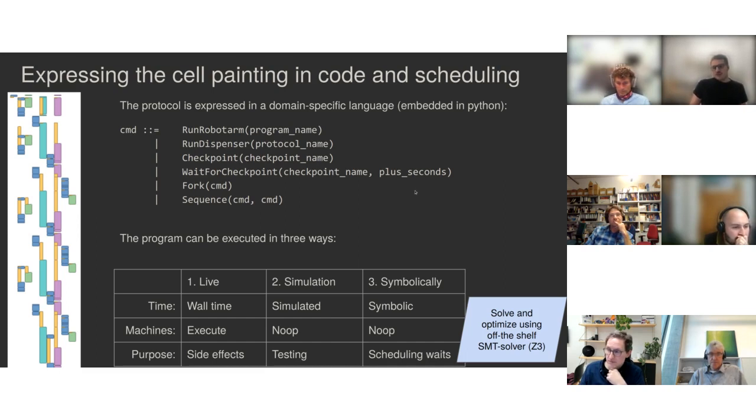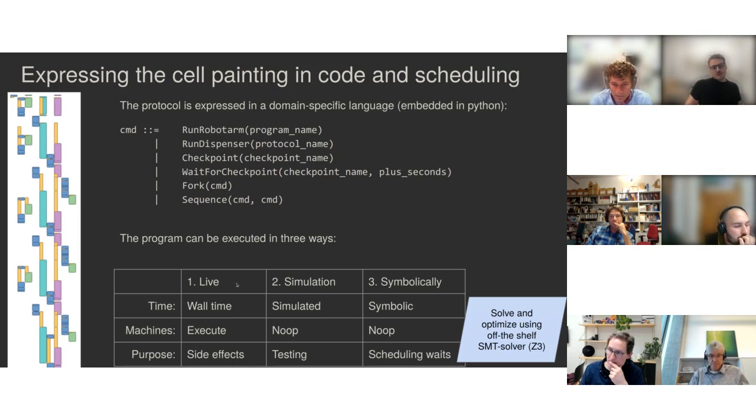Another thing is that these plus seconds after the checkpoint don't need to be a constantly known time. It can instead be a symbolic time that we will resolve with a theorem prover. And this is our program that we build up to express the protocol, or express anything that the robots will do.